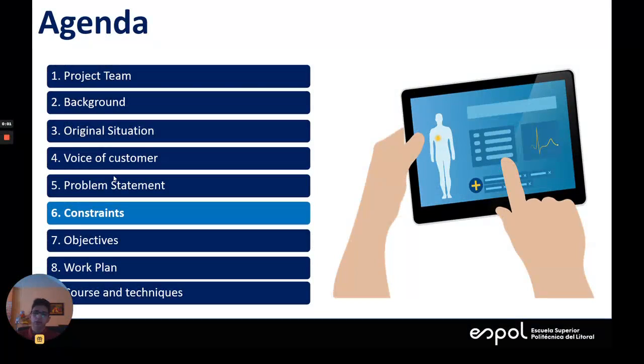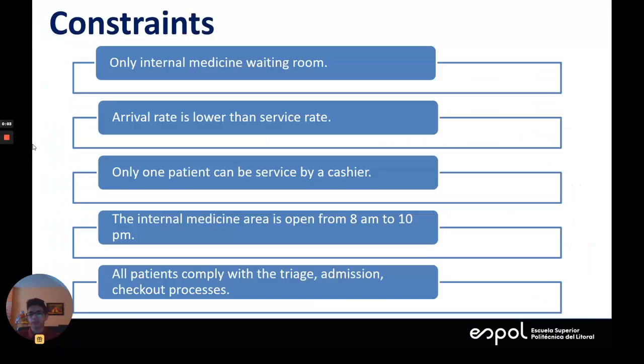Well, I am going to talk about the constraints of the project. We have several constraints. The first is that we rely only on the internal medicine waiting room. The arrival rate is lower than the service rate. Only one patient can be serviced by a cashier. The internal medicine area is open from 8 a.m. to 10 p.m. All patients comply with the triage, admission and checkout process.